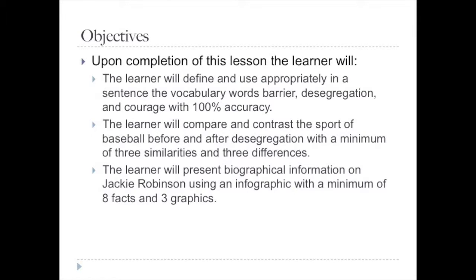Upon completion of this lesson, we would like the learners to be able to define and use correctly in a sentence several vocabulary words, including barrier, desegregation, and courage with 100% accuracy. We'd also like the learner to compare and contrast the sport of baseball before and after desegregation with a minimum of 3 similarities and 3 differences. The learner will also present the biographical information that they're learning about Jackie Robinson using an infographic with a minimum of 8 facts and 3 graphics.